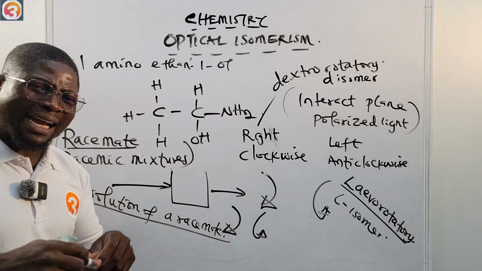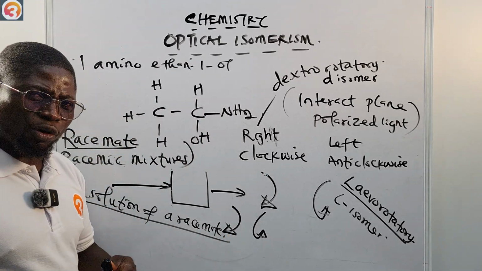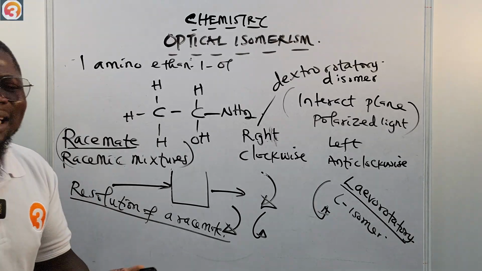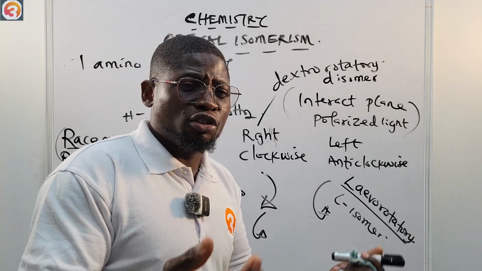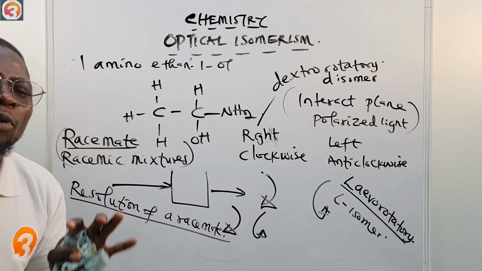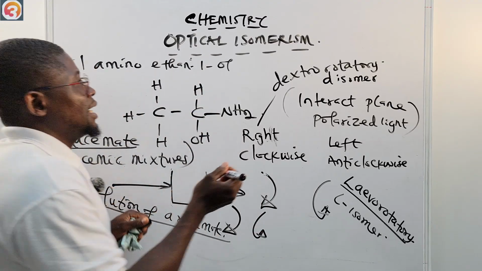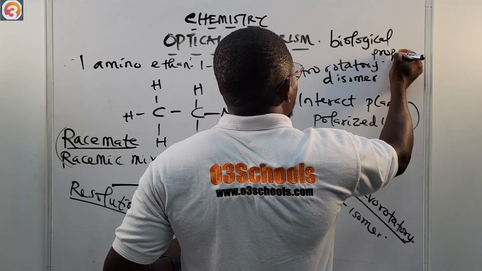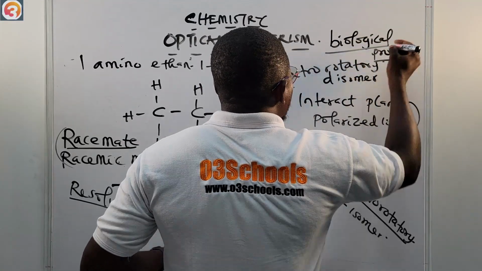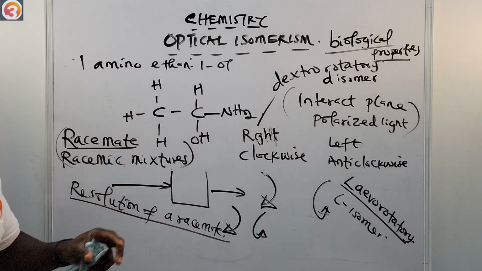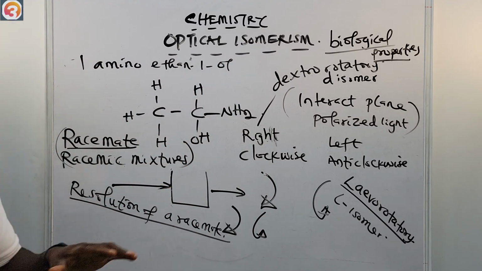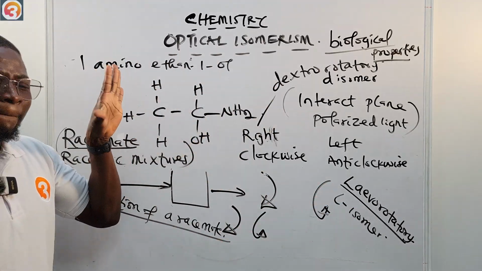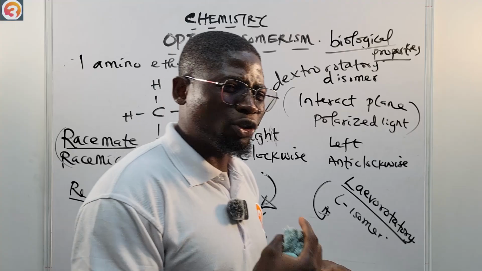We have talked about enantiomers, and we talked about them rotating plane polarized light. Another important thing you should know is that two enantiomers may have different biological properties. For those of you that will study biochemistry when you get to the university, you will see a whole lot about this. We are going to go deep into this. So two enantiomers may have different biological properties.